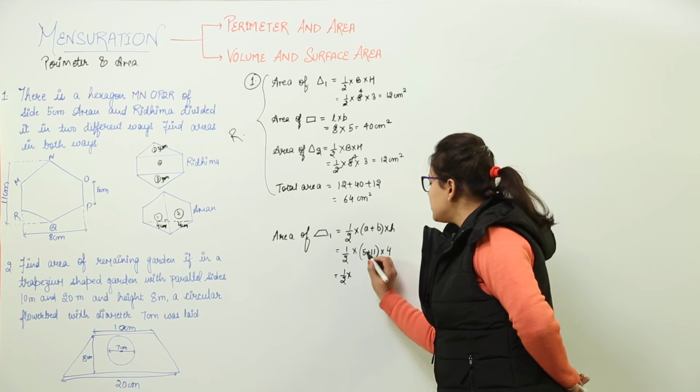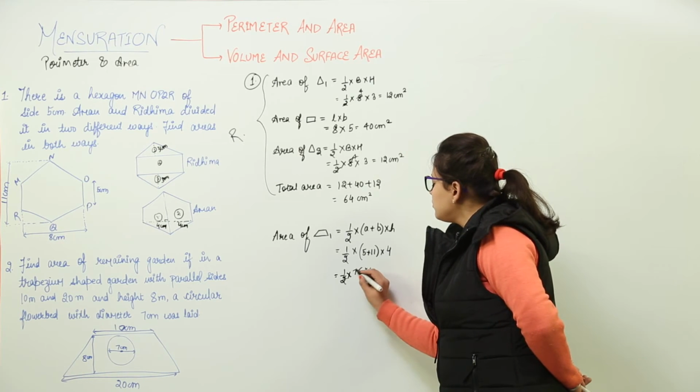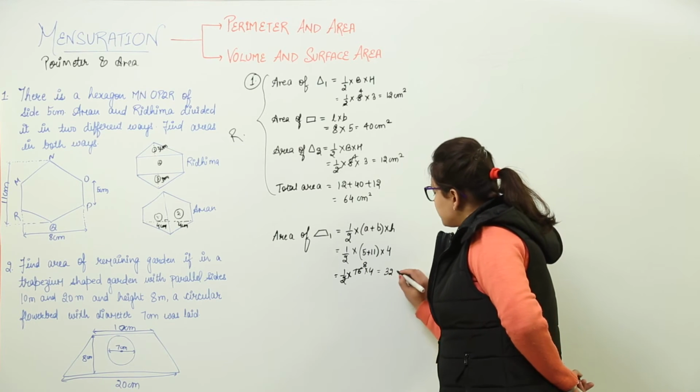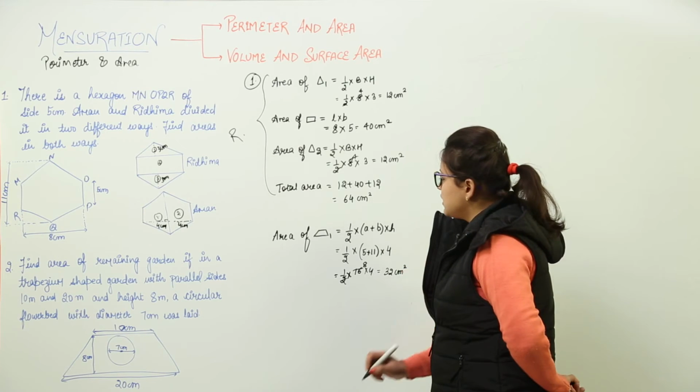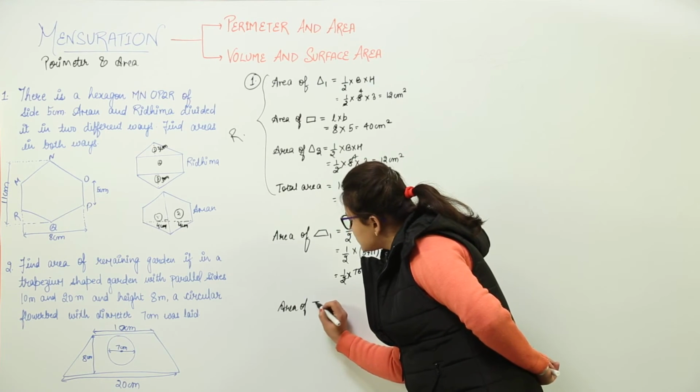Now we can see, what do we get? 1 by 2 into, what is 11 plus 5? 16 into 4. Now you can cut and solve. 8 4s is 32 centimeter square. Similarly, we will find the area of the second trapezium.